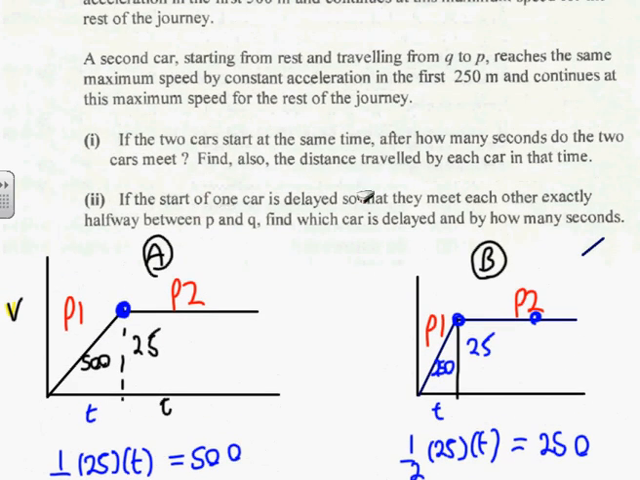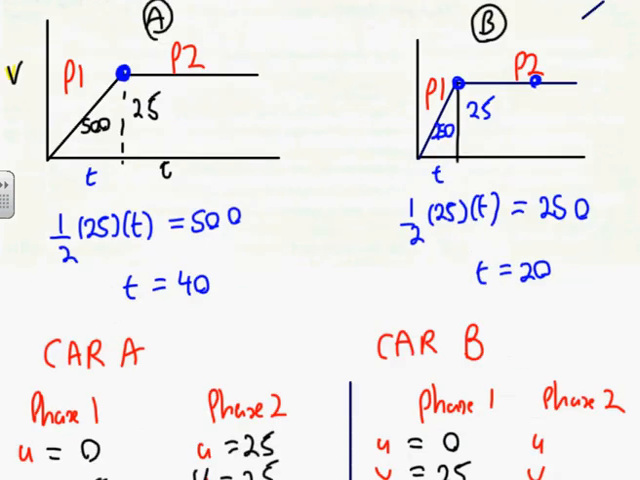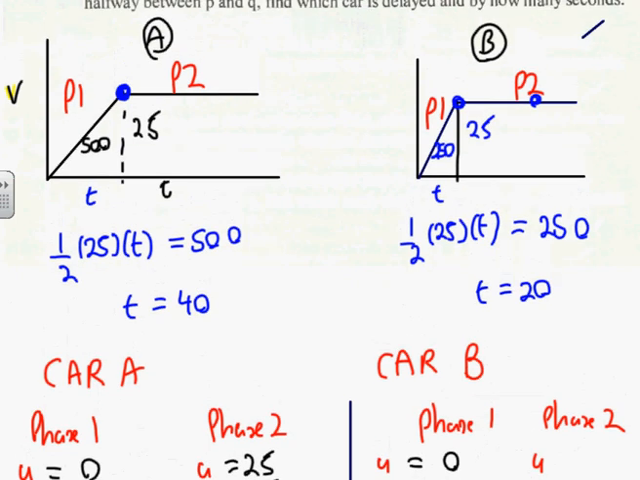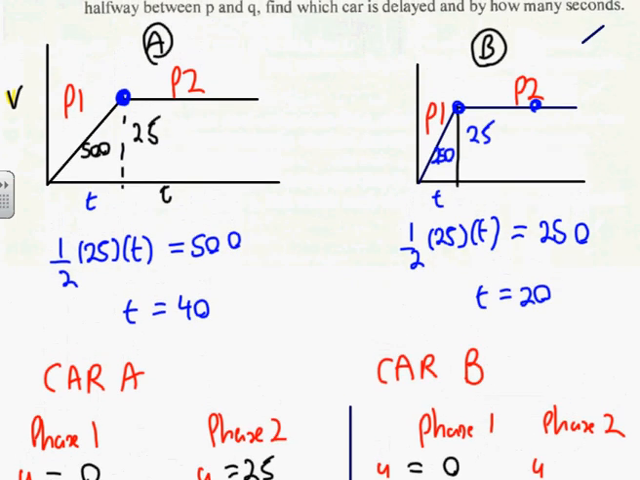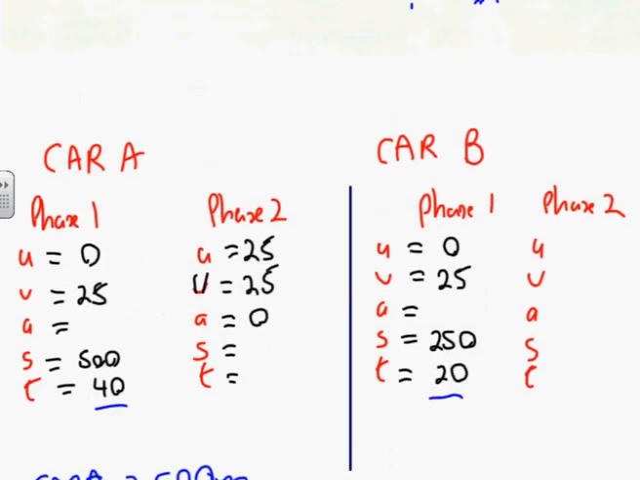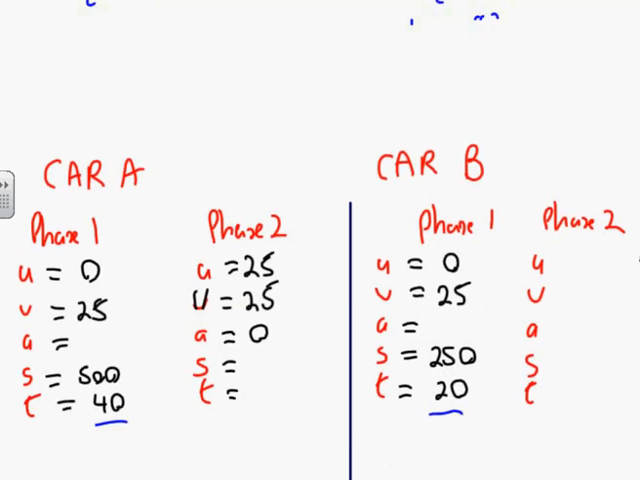If the start of one car is delayed so that they meet each other exactly halfway between P and Q, find which car is delayed and by how many seconds. So one of them's going to get delayed. Which one do you think has to be the delayed one? B. Car B has to be the delayed one. Why is it car B? It's a quicker acceleration. Quicker acceleration, okay?